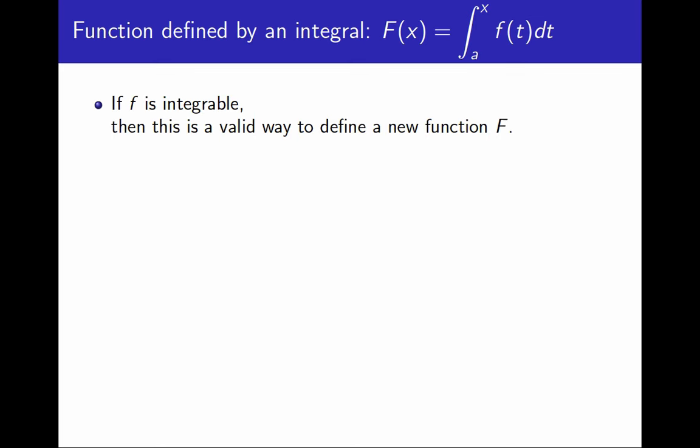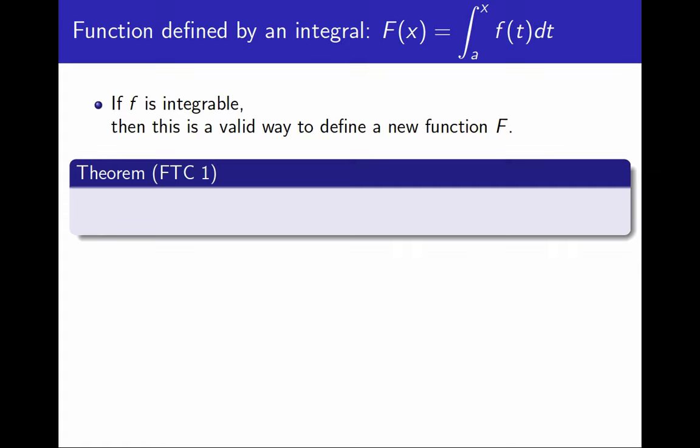As long as the function little f is integrable, then this is a perfectly valid way to define a new function. This is just a new function. But what do we know about it? Here we also have a theorem, the fundamental theorem of calculus, part 1, that tells us that if, in addition, we assume that little f is continuous, then this new function, big F, is an antiderivative of little f. So this gives us a way to construct an antiderivative.